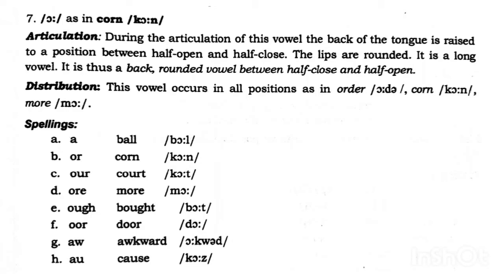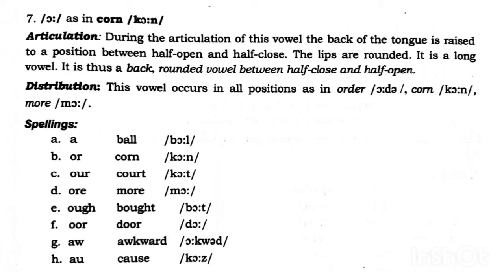Coming to distribution, this vowel occurs in all positions, as in order. It occurs initially. Corn, the first being k and the last sound being n, O is in the middle. Corn, and more are silent, and occurs finally.